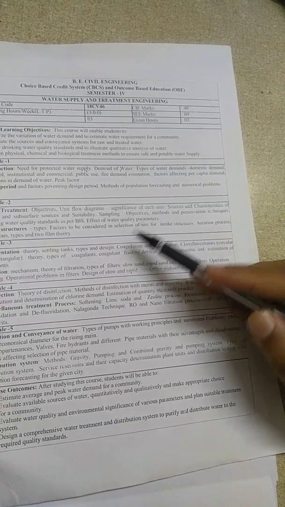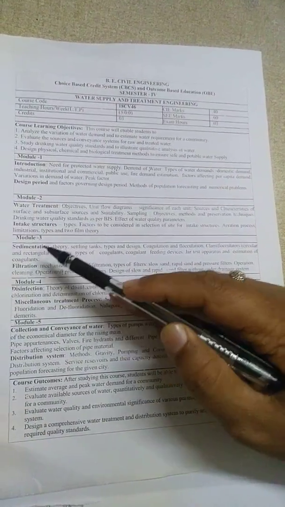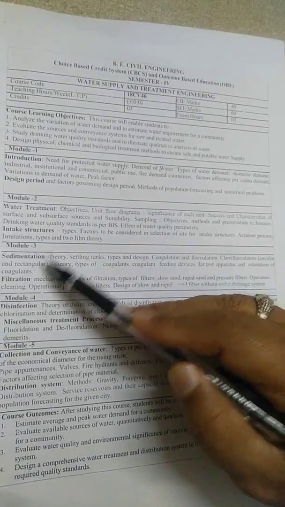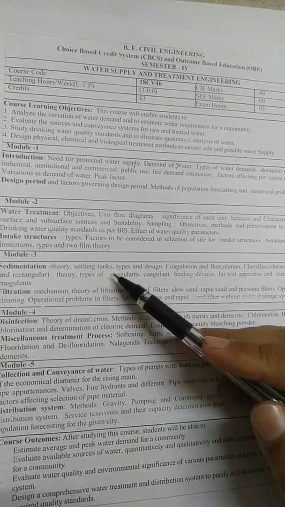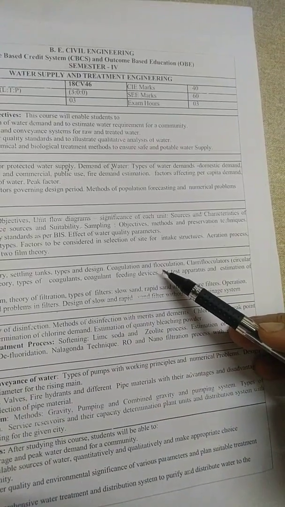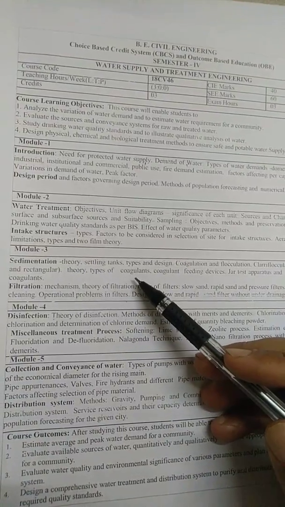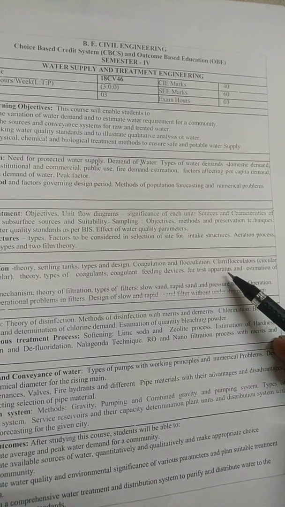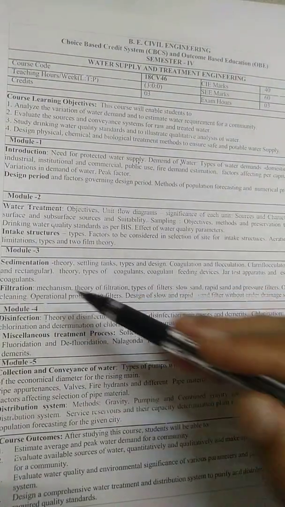Now we are going to discuss, in module 3, sedimentation and filtration processes. In the sedimentation process we are going to discuss theory, the different types of settling tanks, different types of settling, and design. We are going to discuss coagulation and flocculation, clariflocculator, different types of coagulants, different types of feeding devices, the jar test and estimation of coagulants. If we cover this, we will have covered sedimentation.